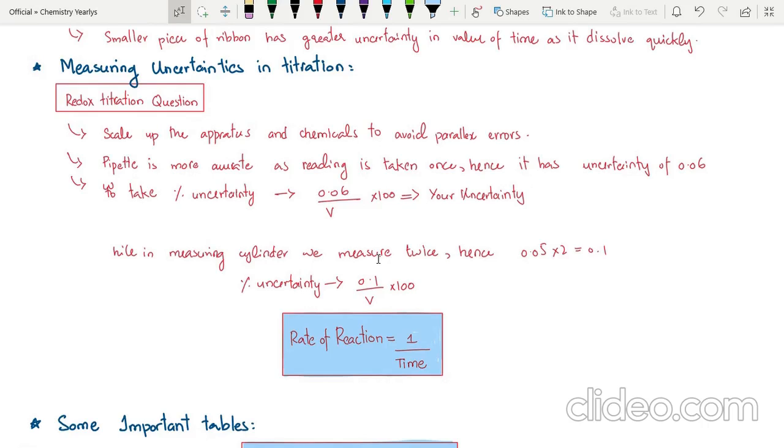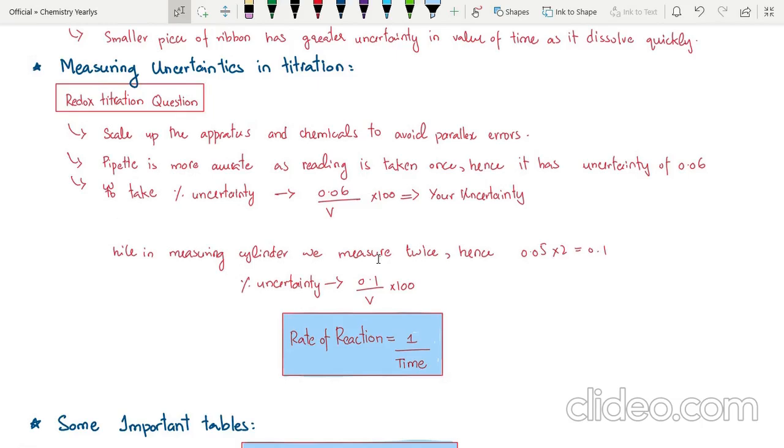The pipette is more accurate as the reading is taken once, hence it has an uncertainty of 0.06. To find the percentage uncertainty, we divide the absolute uncertainty, 0.06, by the volume you are measuring with the pipette. For example, it can be 25 cm cube or any volume they tell you to measure. You divide by that volume and multiply by 100. This will be your percentage uncertainty, and it is very low, sometimes 0.24%, 0.36%, and like that.